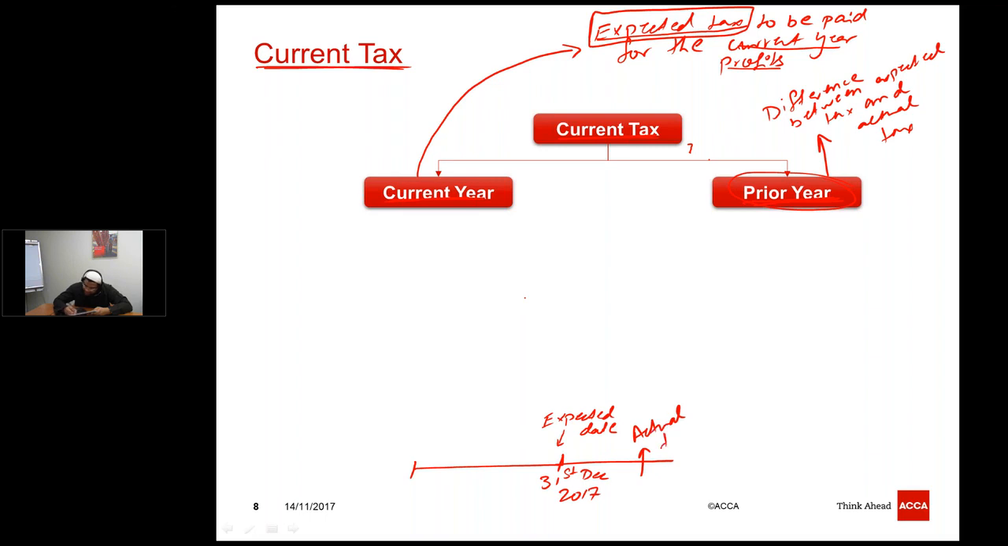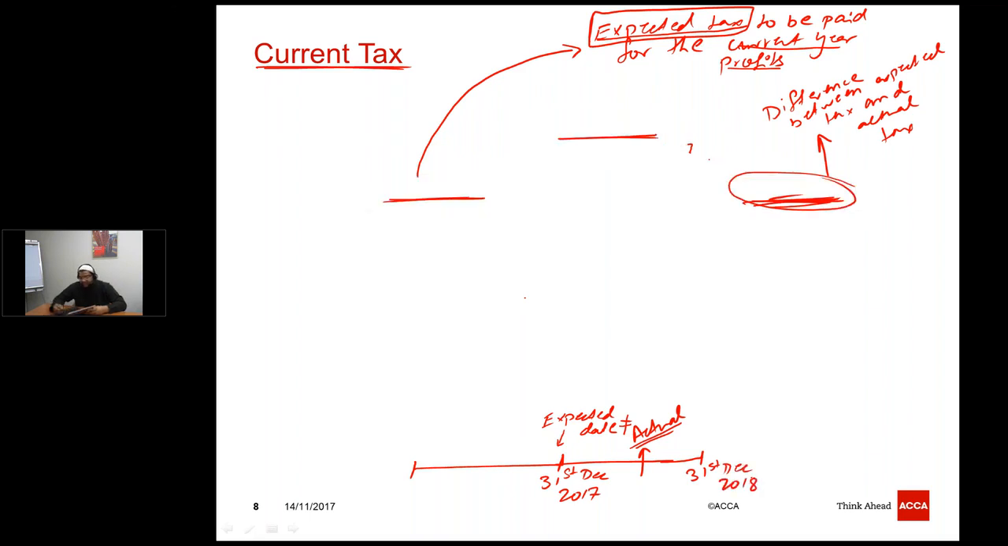So if I'm getting the actual amount of tax over here, now there is a difference. These values are not matching. I'm getting the actual amount of tax on this date. Now the expected tax and the actual tax are different. They are not matching. So the difference is called prior year, and this will be recorded in the year ending 31st December 2018.